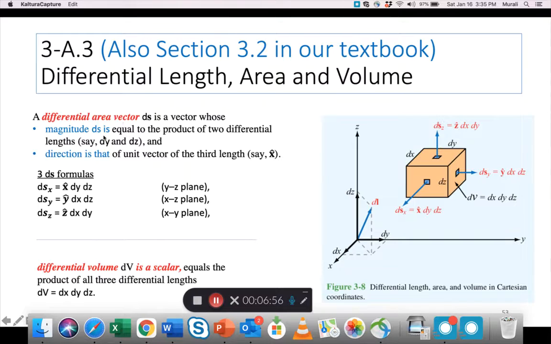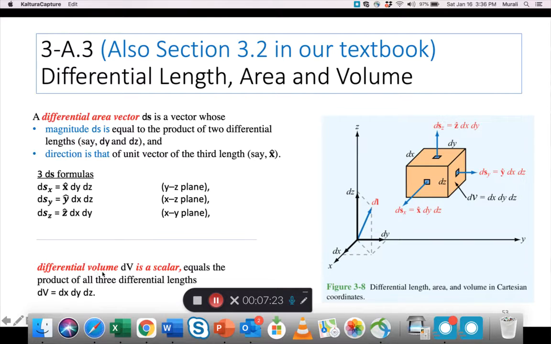So the magnitude ds is equal to the product of the two differential lengths, say dy and dz, and the direction is that of the unit vector of the third length, say x. So if you're talking about the product of dy and dz, the direction is along the x-axis, and so on. Okay. So because this is a vector, each of these is a vector.